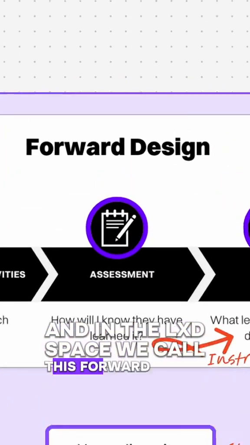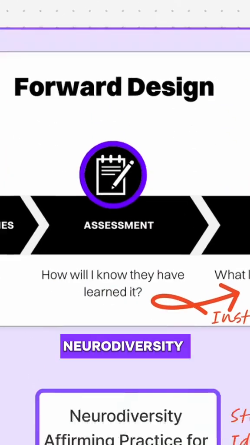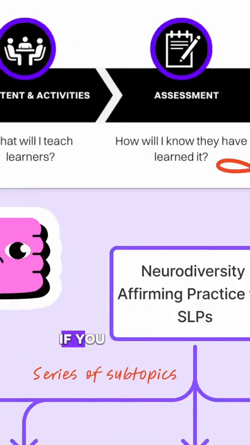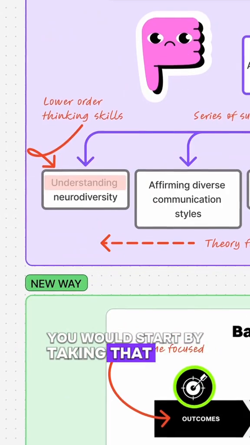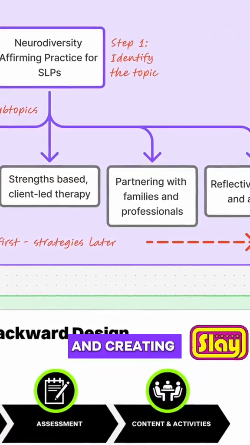So starting with the topic is a very old school way to design and develop trainings. And in the LXD space, we call this forward design. So let's take the topic of neurodiversity affirming practice, for example. If you wanted to create a course on NDA practice using forward design, you would start by taking that topic, splitting it into subtopics, and creating your content.